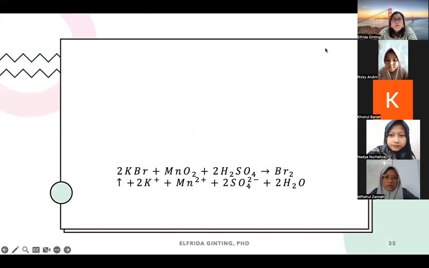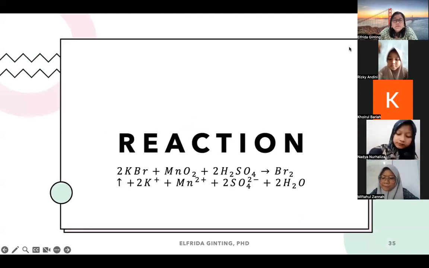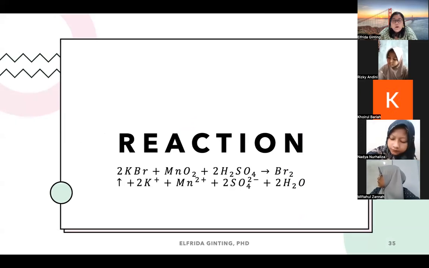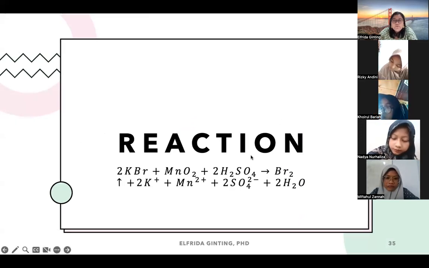Okay. Now, so this is the reaction. Potassium bromide, we mix it with manganese dioxide and with sulfuric acid, and you can see here bromine gas is released. And then we have Mn4+ reduced to Mn2+, and then we have also a sulfate anion and then water.